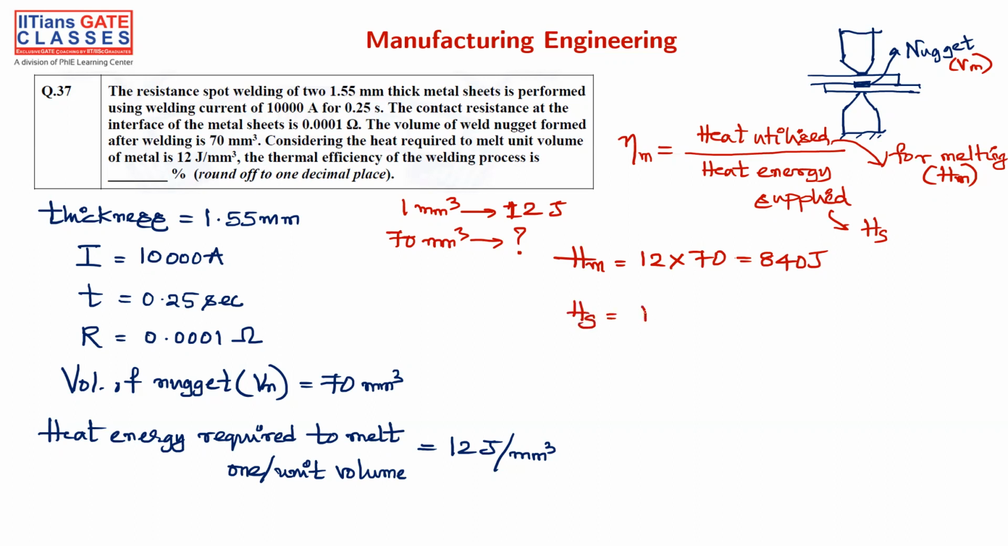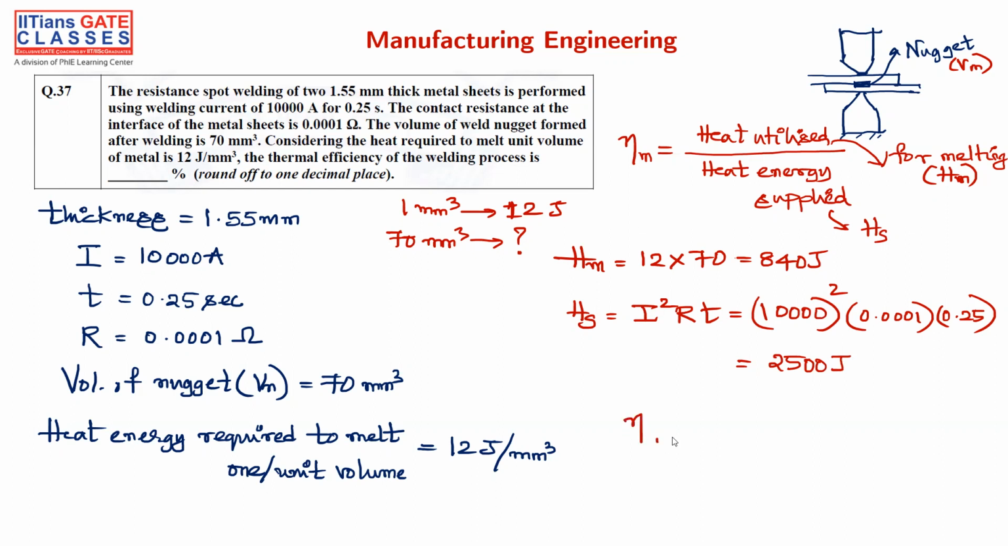And the heat supplied is nothing but the joule heating, that is I square RT. What is I? I is 10,000 squared, R is 0.0001 and time is 0.25 seconds, right? And this gives 2500 joules.